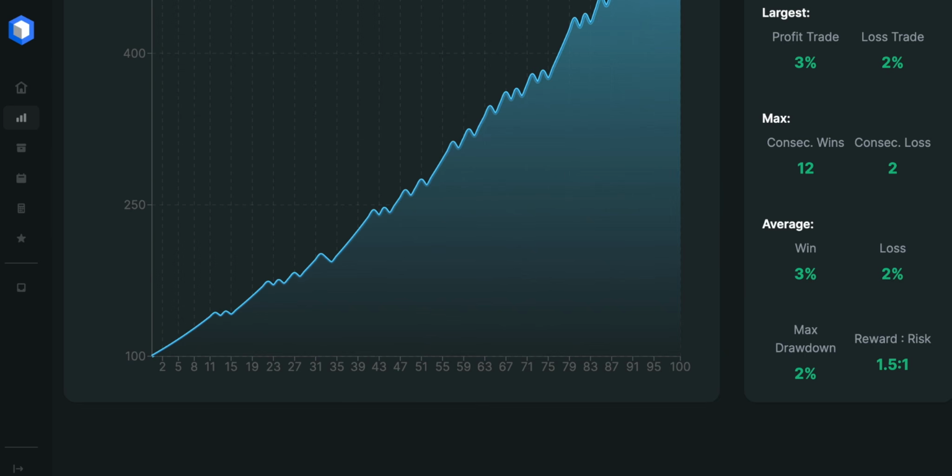Obviously, you must remember that all the backtests are unique. Do not base your investment decisions off of these results. You must forward test the strategy first on a demo account before trading live.